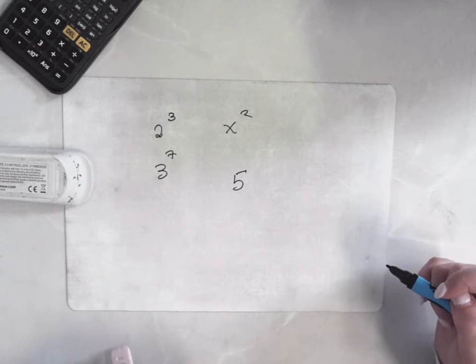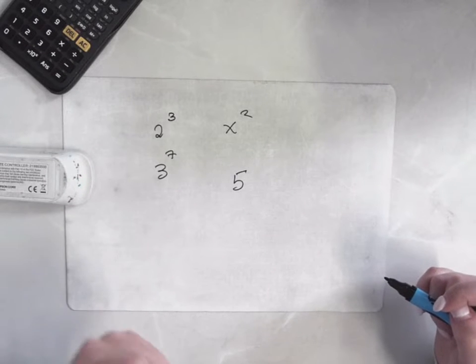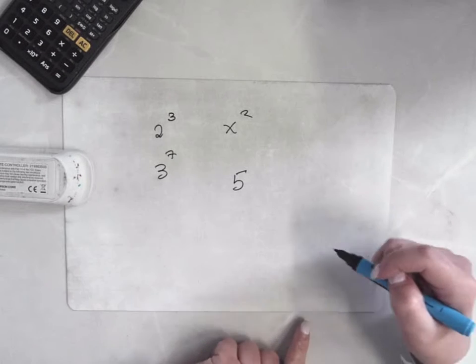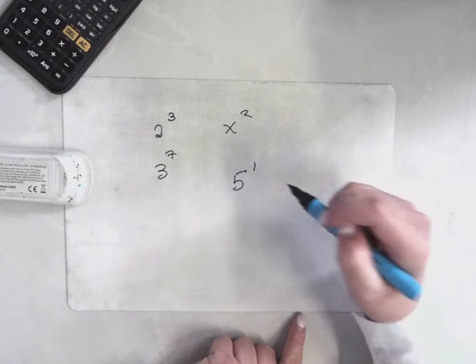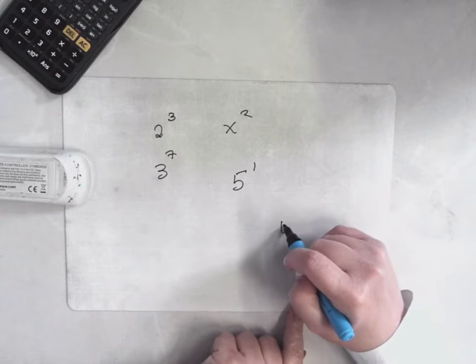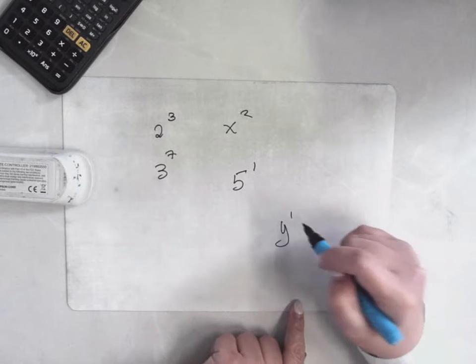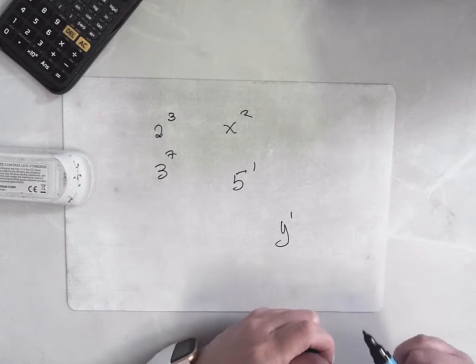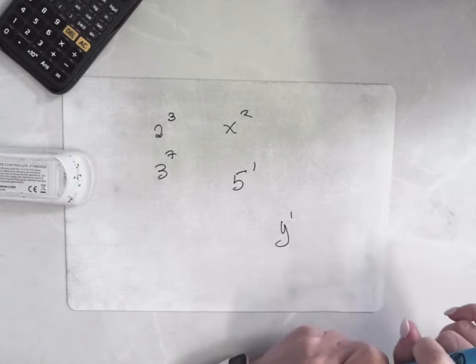If I just had 5 on its own, 5 on its own is actually 5 to the power of what? 1, isn't it? 5 to the power of 1. So anything's an indice, isn't it? All you have to do is put it like y on its own is y to the power of 1. So anything can be written as an indice, right?